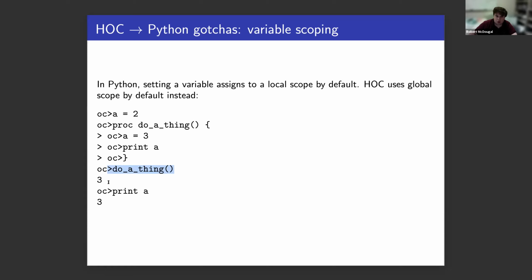However, by default, everything in HOC is global. This is the opposite assumption of everything in Python being local. So what that means is this: now that I've called the do a thing, it has changed the global variable a. A is no longer 2, a is now 3. So it's very easy in HOC to have functions that have side effects. This is generally considered a bad thing. You don't want your functions to have side effects.